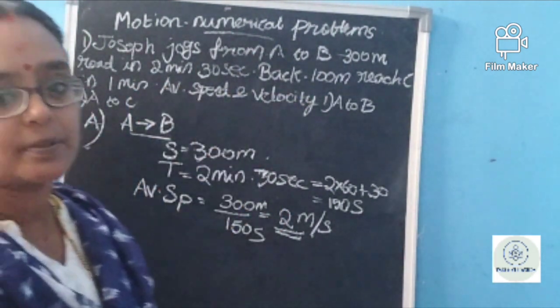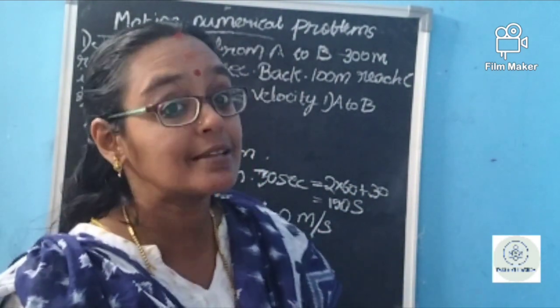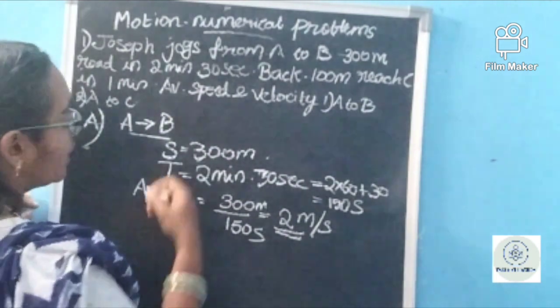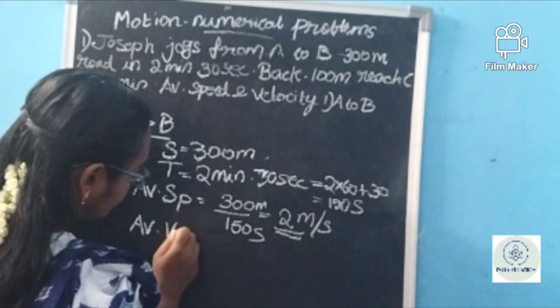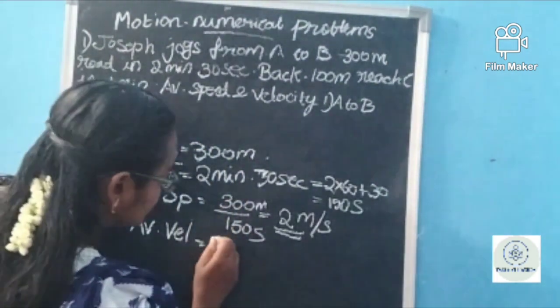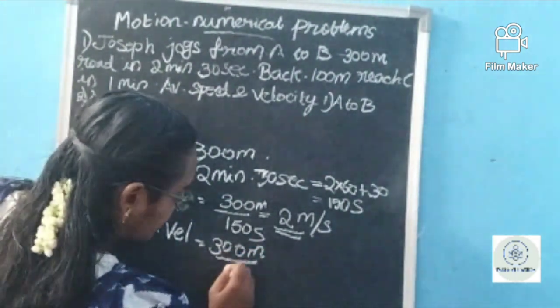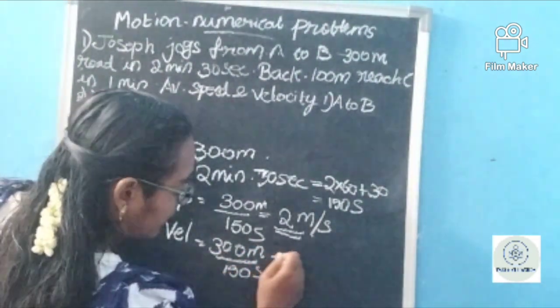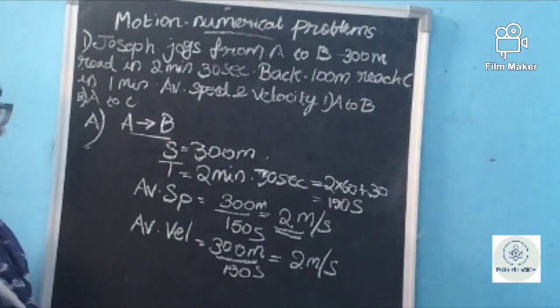What is the displacement? Actually, as the road is straight, the displacement is equal to distance in this case. So here also average velocity is equal to displacement, which is same as the distance, that is 300 meter divided by 150 seconds. It will be 2 meter per second.